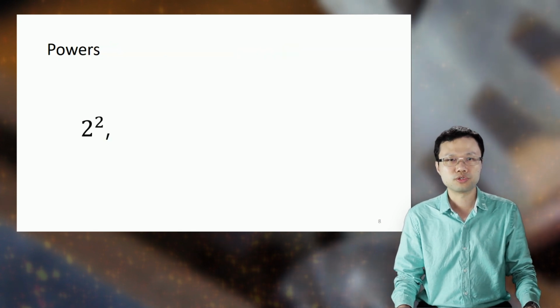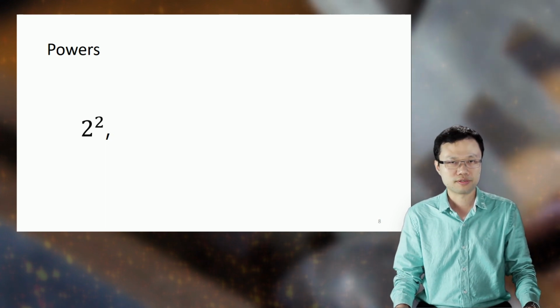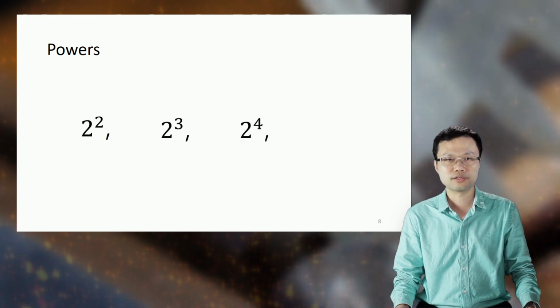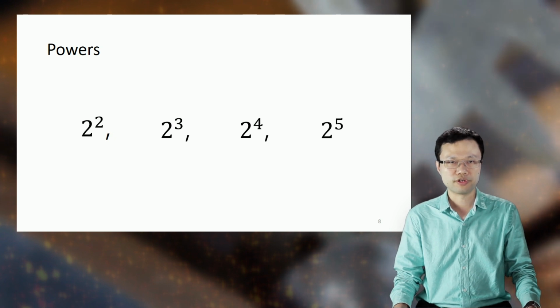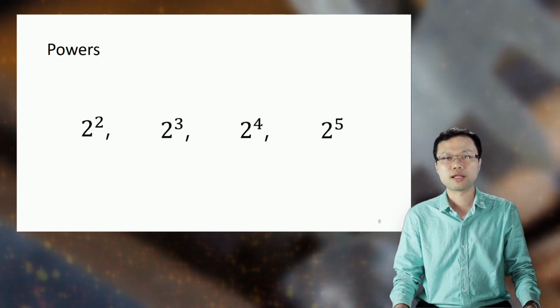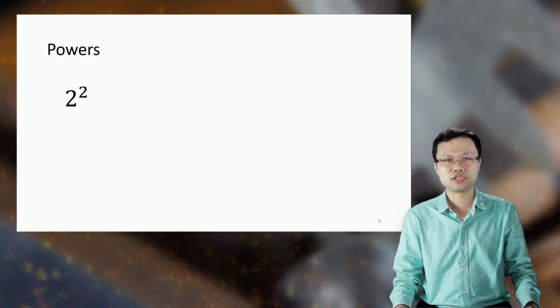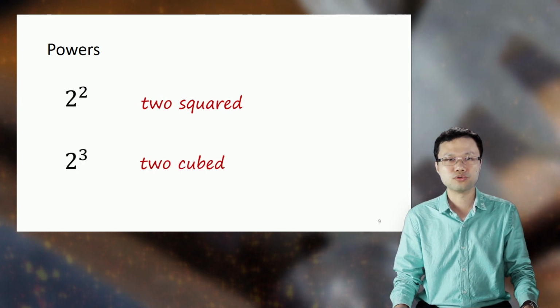In the following, we turn to the expression of numbers by powers. They are expressions like this, and this. We actually bump into them very often. But how do you read them? The first one reads 2 squared, and the second one is called 2 cubed.